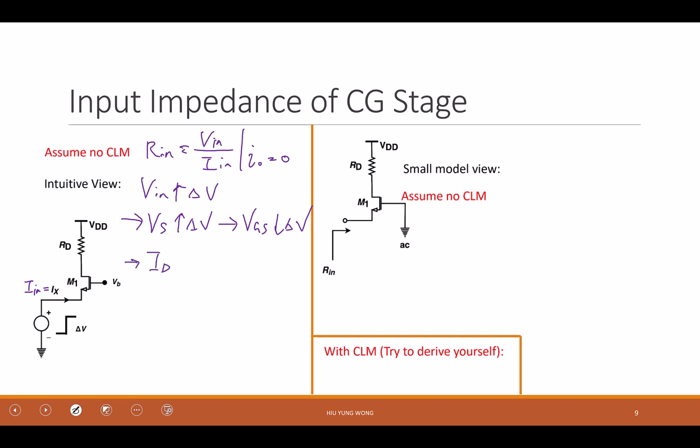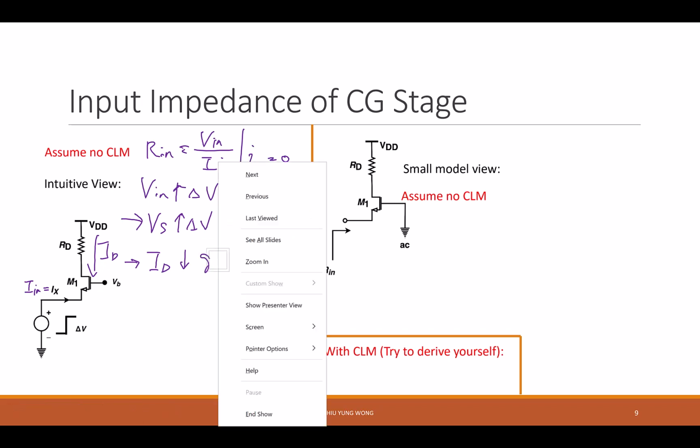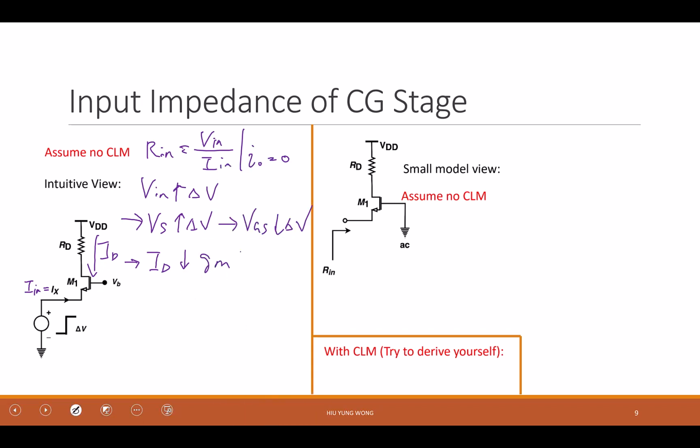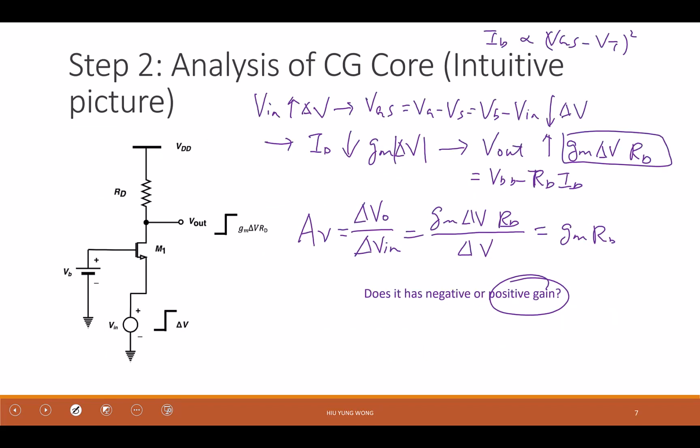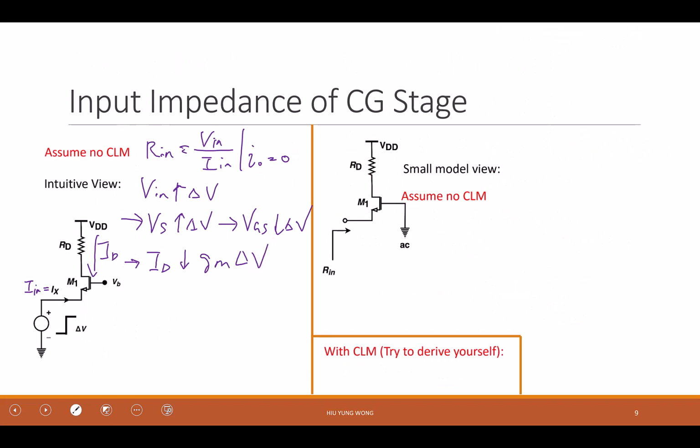So as we said last time, because of this, ID is going to reduce by Gm delta V. So actually I don't need to put the absolute value here. I was kind of right, because delta V is positive, right? So you reduce by Gm delta V. Is this okay?